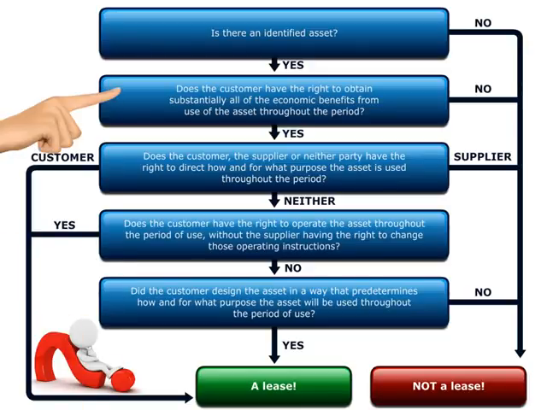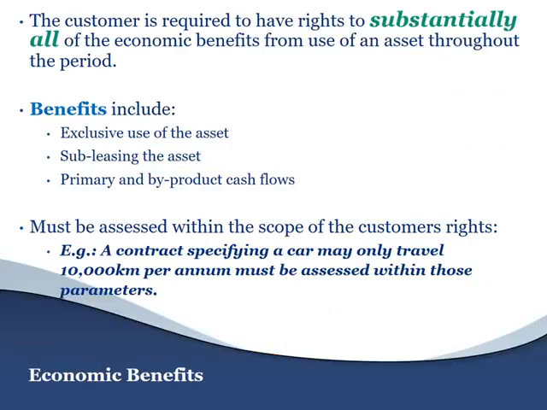The second question says, if we do believe we have an identified asset, does the customer have the right to obtain substantially all the economic benefits from use of the asset throughout the period? This is part of that control definition we took a look at earlier. Now, how do we determine whether you have substantially all the economic benefits? Well, the standard says that the customer has to be receiving all those economic benefits from the asset throughout the period.